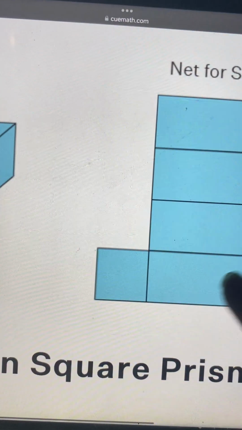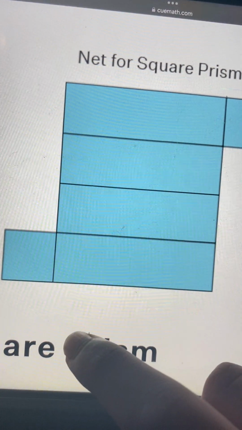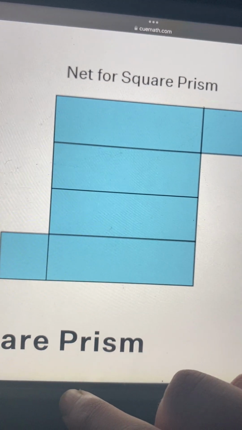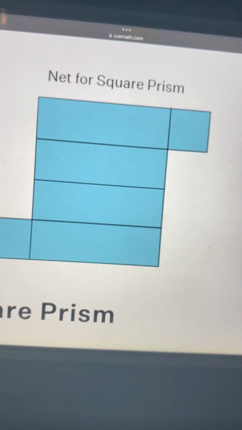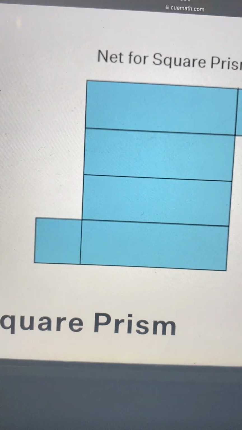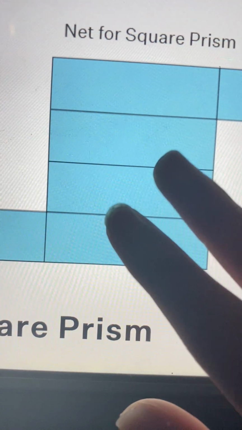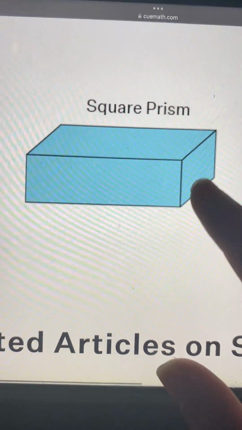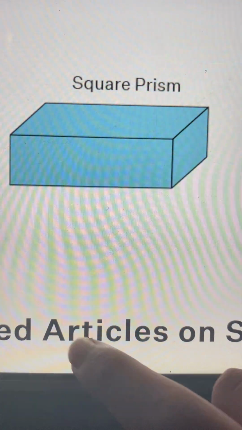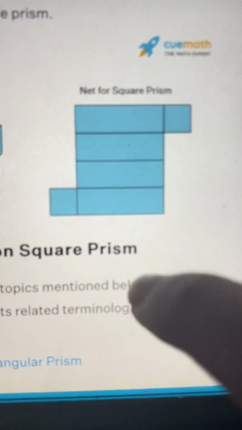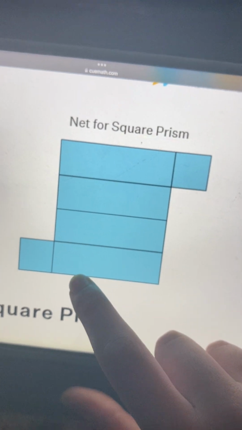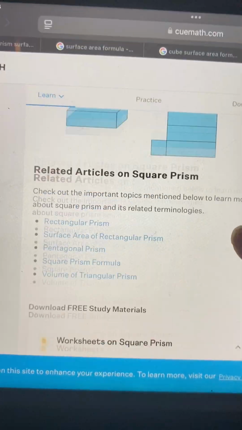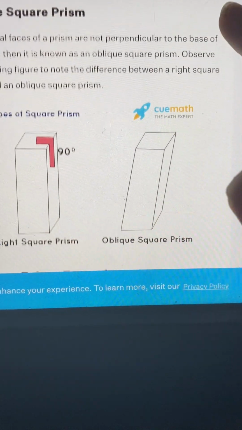Usually, the bases are the shapes that are smaller in the net. So the shapes that are bigger are known as the lateral faces. But this is not in the case of a cube, because a cube has all faces the same size, and the same length, too. So, if we fold all of these shapes up, the square prism should look like this. So, yes, this is the net of a square prism. This looks completely different compared to the rectangular prism net. And square prisms are very cool shapes to see.